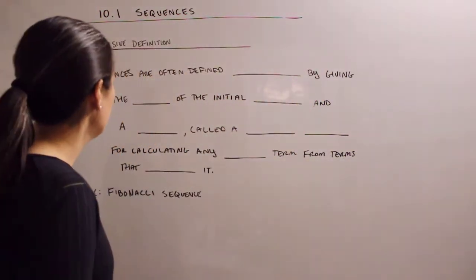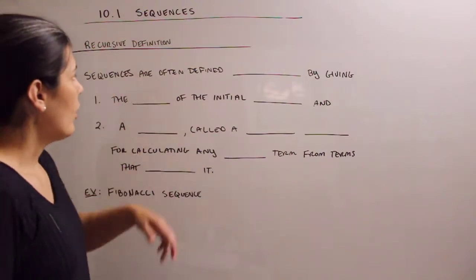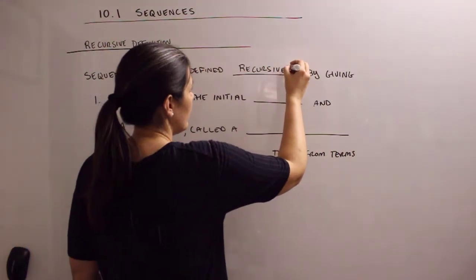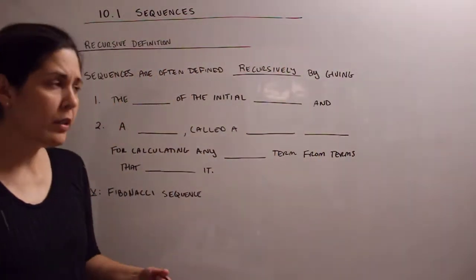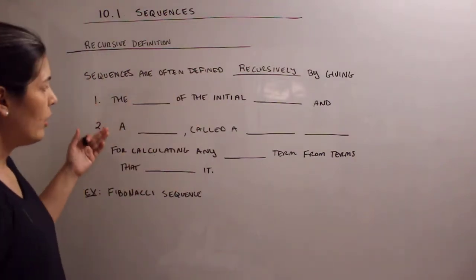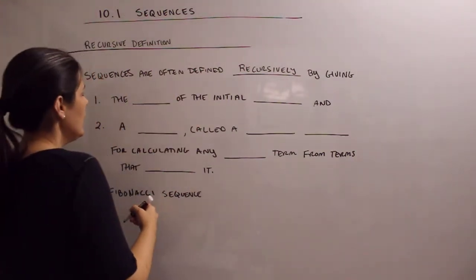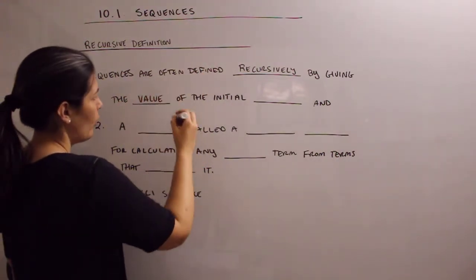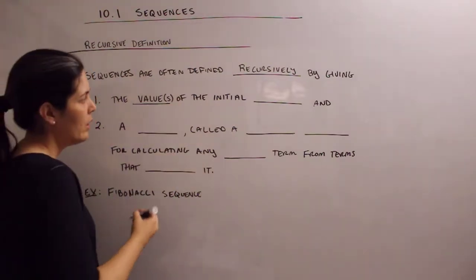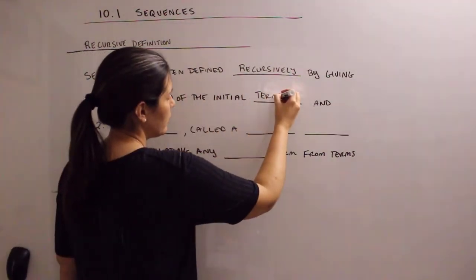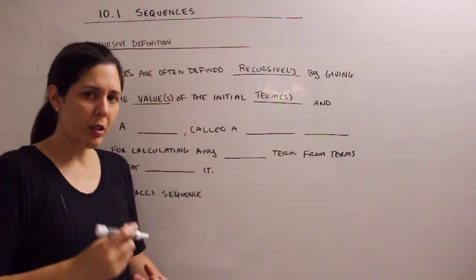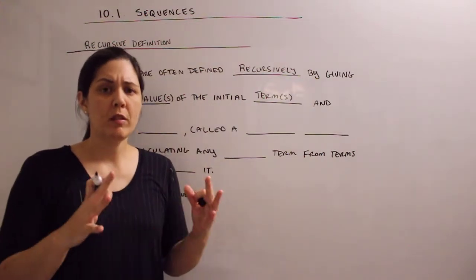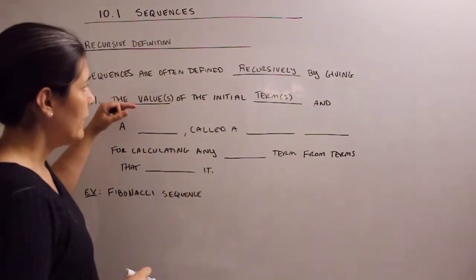So let's talk about the recursive definition. Sequences are often defined recursively. And how you do this is by giving the following parts 1 and 2 here that I have listed. So by giving the value of, or let's say values, sometimes you're given more than one, of the initial term or terms. Okay, so if you're talking about a sequence, you have to know the first term or the first few terms or some amount of terms initially. So you have to be given that.